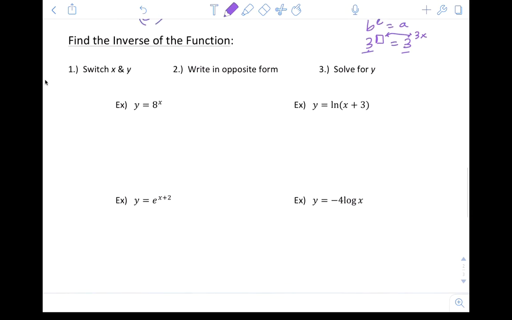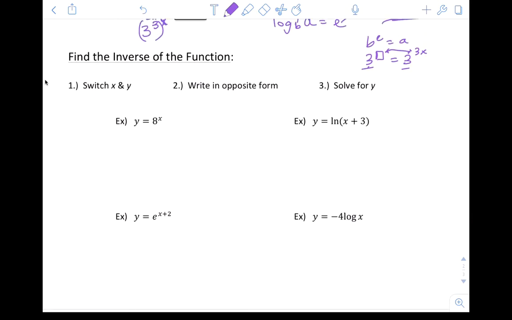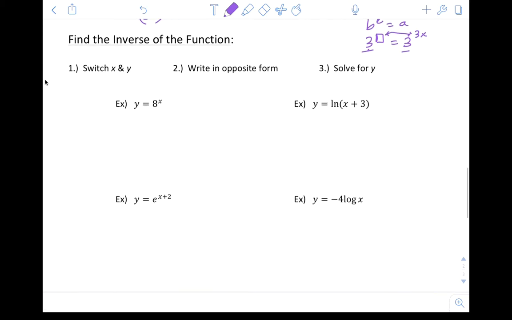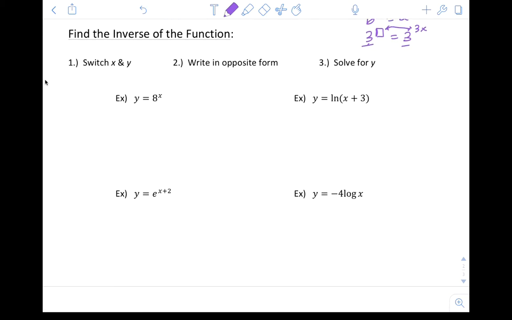Last part. To refresh finding inverses of functions. Remember that it was more than just switch x and y. When I taught you how to find an inverse in Unit 2, you had to not only switch x and y, you had to go solve for y. Well, when you do that in logarithm and exponential forms, there's a middle step.